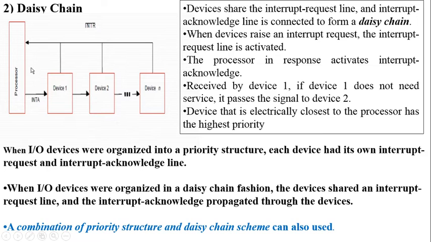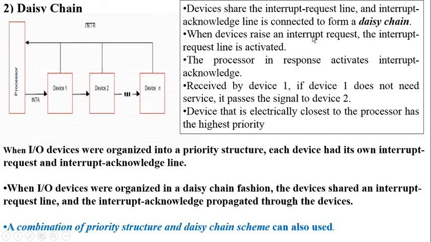This is the working of daisy chain. This is the vectored interrupt mechanism based on daisy chain, in order to handle a sequence of simultaneous interrupt requests from different devices. Here devices share an interrupt request line, and the interrupt acknowledgement line is connected in the form of a daisy chain.